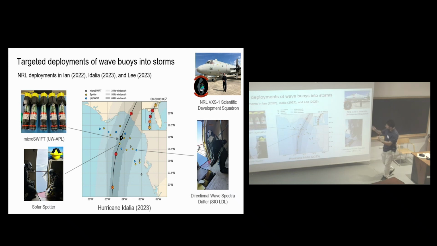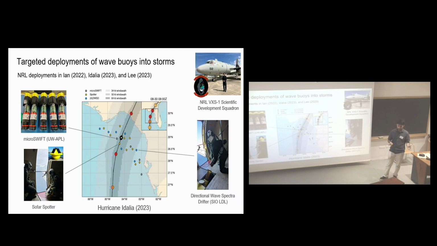But so first in the center of the screen, this is a map of the Big Bend region of Florida right there. For some context, this is Florida. That's the track of the hurricane. It was a Category 3 at landfall. And we went ahead a couple of days ahead of the storm with the help of the NRL Scientific Development Squadron and deployed this array of buoys right here.